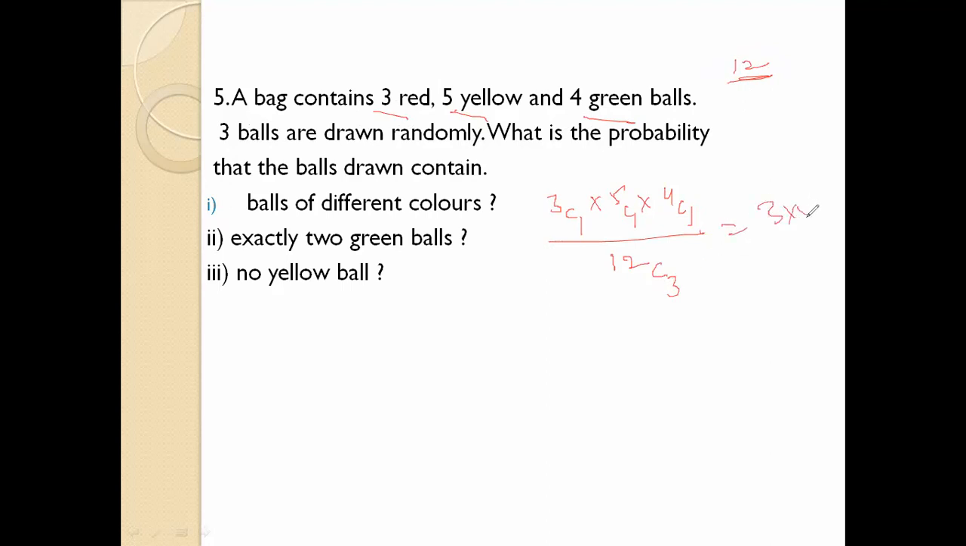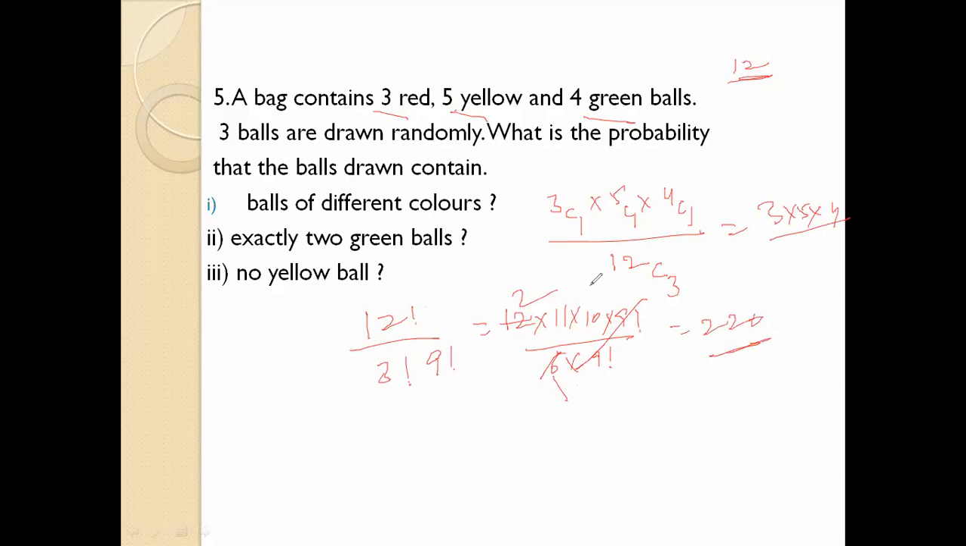3 into 5 into 4 divided by 12C3. Factorial formula: nCr equals n factorial by r factorial into n minus r factorial. 12 into 11 into 10 into 9 factorial divided by 3 factorial is 6 into 9 factorial. 6 1 ja, 6 2 ja. 11 2 ja 22 into 10, 220. So now here 220 is this value. 5 1 ja, 5 4 ja 20. 3 by 11 is the answer.